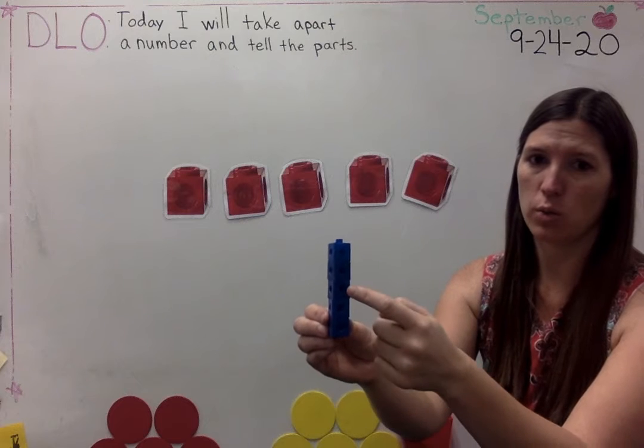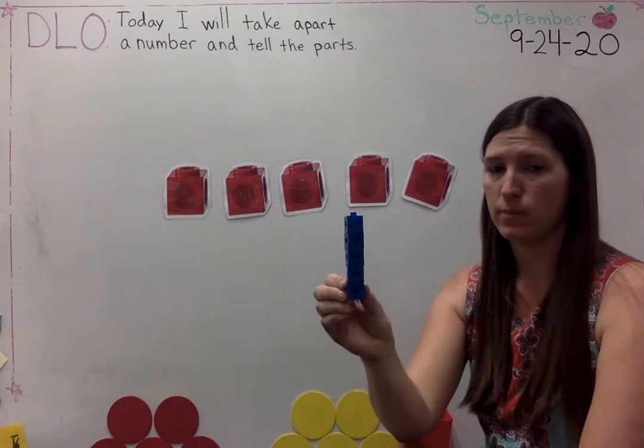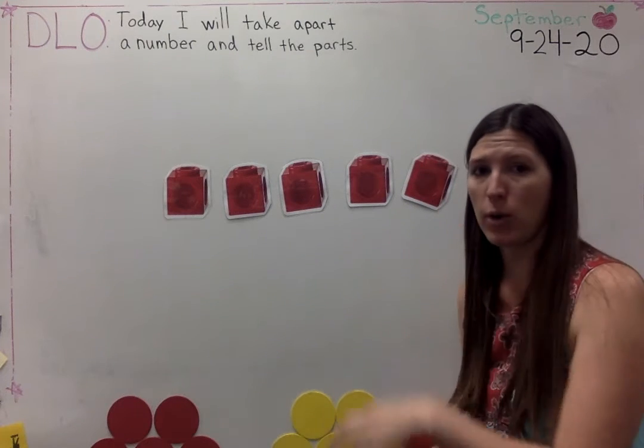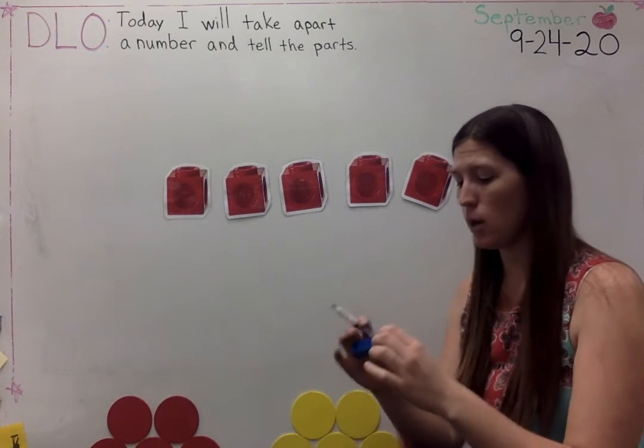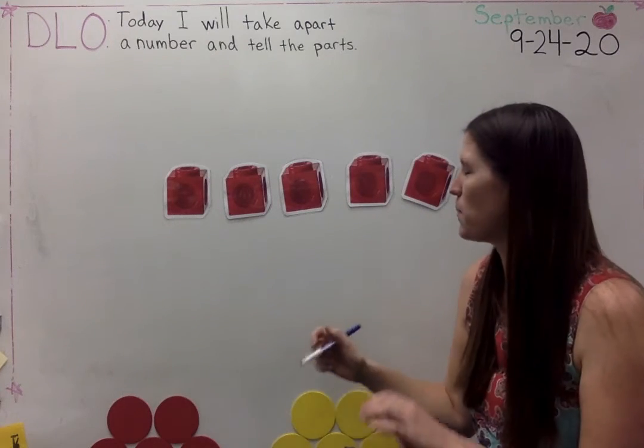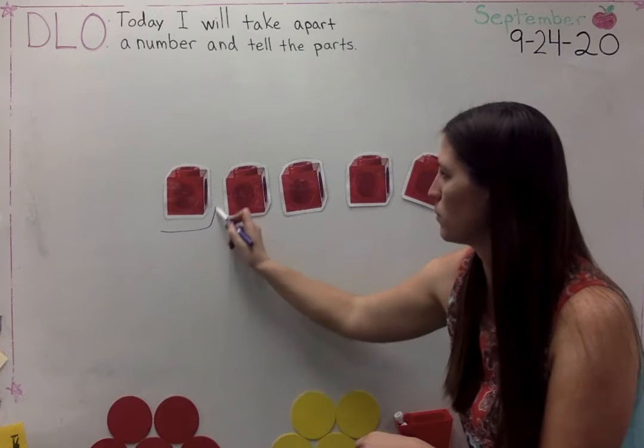1, 2, 3, 4, 5. So pause the video if you need to, but get 5 cubes. I'm going to break them apart, and then you break it apart. Take apart, that's what it says. It says take apart, and then we'll tell how many parts we have. Okay, how about this one?